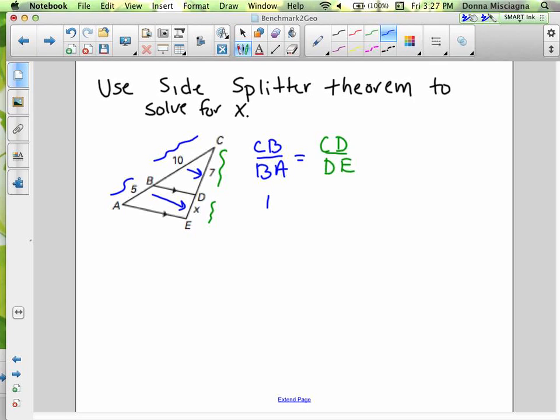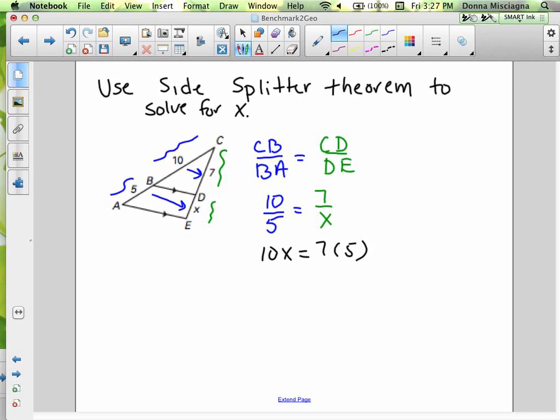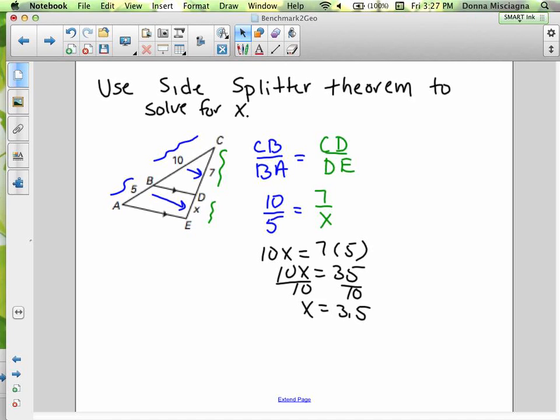Now let's just plug in the values. CB is 10 and BA is 5. CD is 7 and DE is X. And now we'll just cross multiply. 10 times X is 10X equals 7 times 5. So that's 10X equals 35. Divide both sides by 10. X is 3.5.